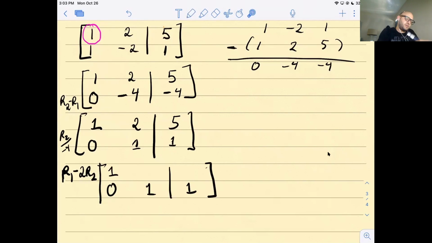Then I look at the previous one. This was 2, right? So it'll be 2 minus 2 times 1. That's just going to be 0. That's by construction.